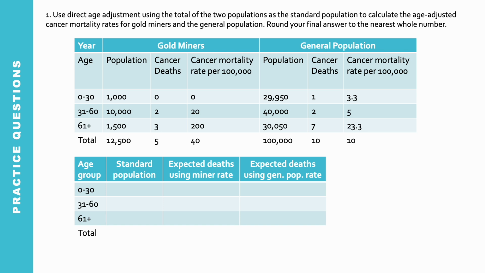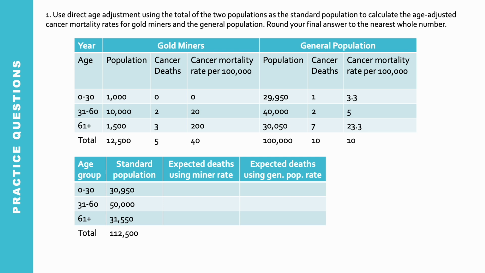Remember that direct age adjustment is one of the techniques we talked about for standardizing the rates from two different populations to a common age structure. This allows you to make a comparison between the two populations. For direct age adjustment, you need to know the age-specific rates of both populations.